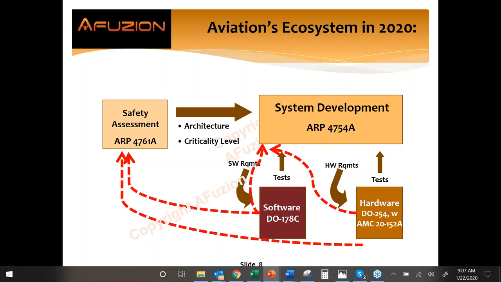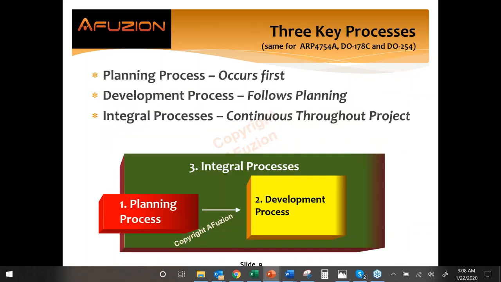We have to show that safety, systems, hardware, software, were continuously involved with feedback loops. And again, in aviation, if we can't prove it, we didn't do it. So we need proof of reviews, checklists, participation continuously for the safety assessment. Then, after we've defined our safety environment, our system environment, including the aircraft, software, hardware, then we remember there's three integral processes. We cover all this in our training. If you can't come to our training, just download the free white papers on our website.